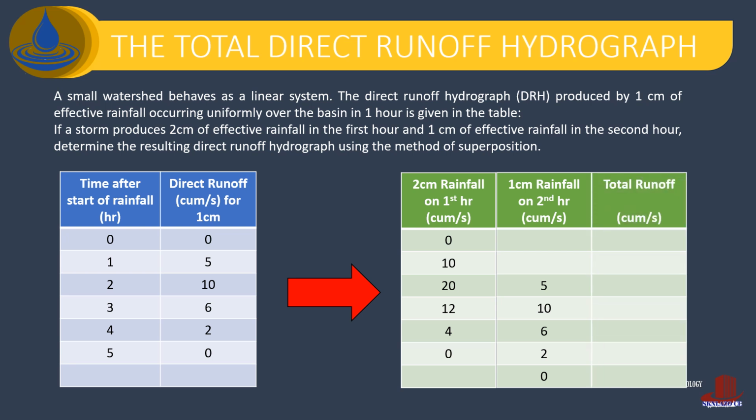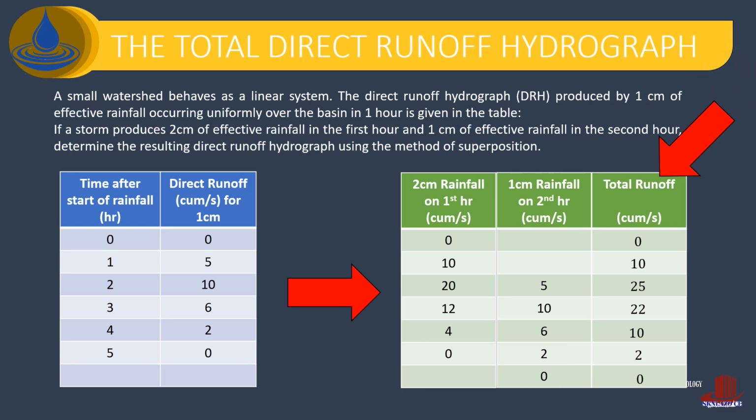The total direct runoff hydrograph is determined by taking the summation of the 2 columns, starting at T0 with 0. Then T1 has 10 plus 0, which is still 10. T2 has 20 plus 5, or 25, followed by 12 plus 10 at T3. Then 4 plus 6, making 10 at T4, with 0 plus 2, or 2 at T5. This is the total runoff.